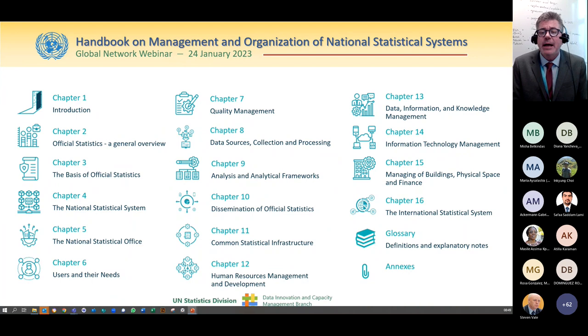for you. Chapter 2 is really a standalone chapter. This chapter 2 is not only for statisticians or chief statisticians and so on, but for a much broader audience, and it presents what official statistics is. And it gives you a general overview.